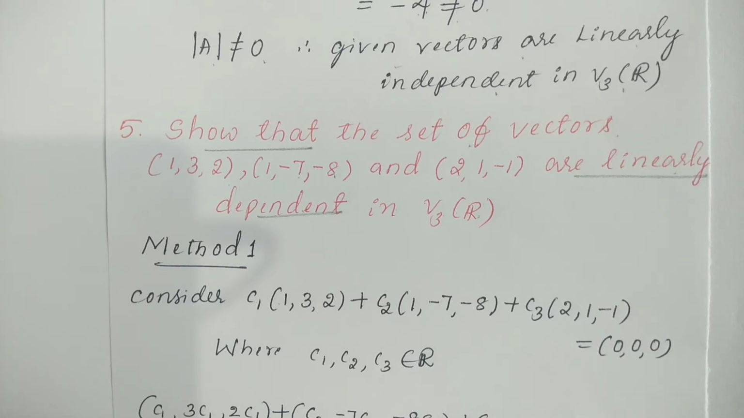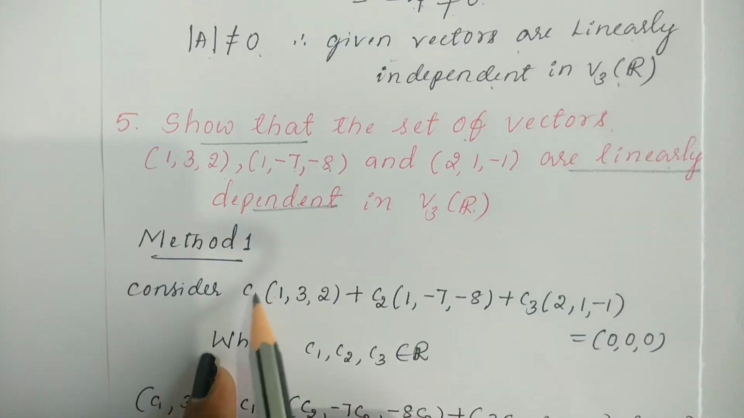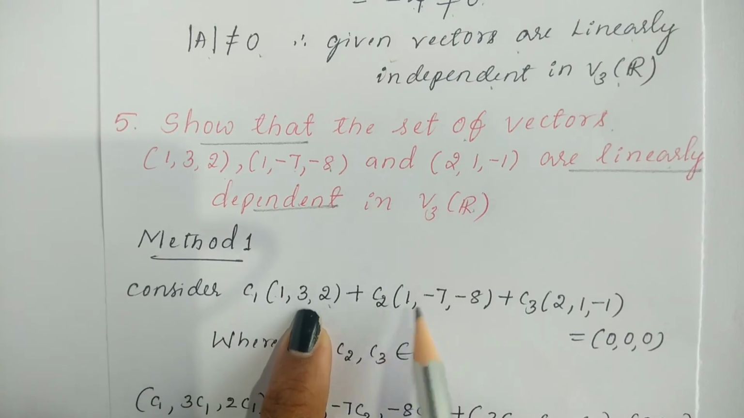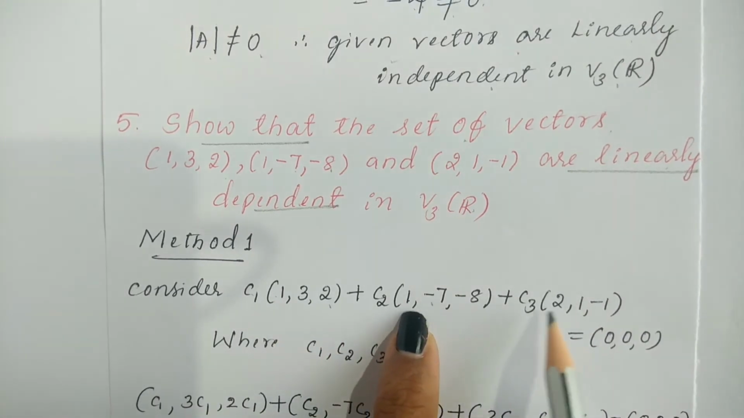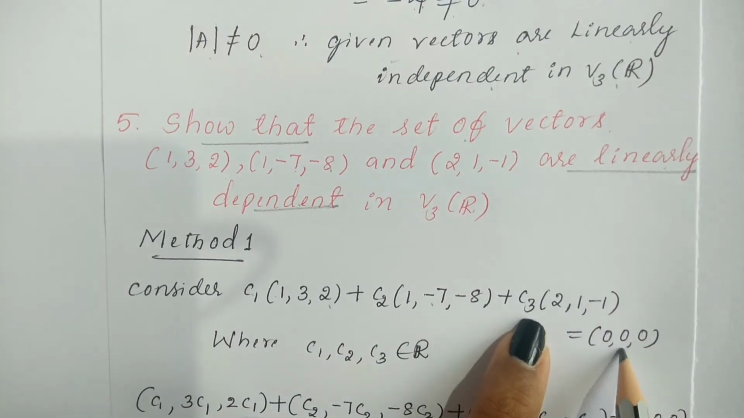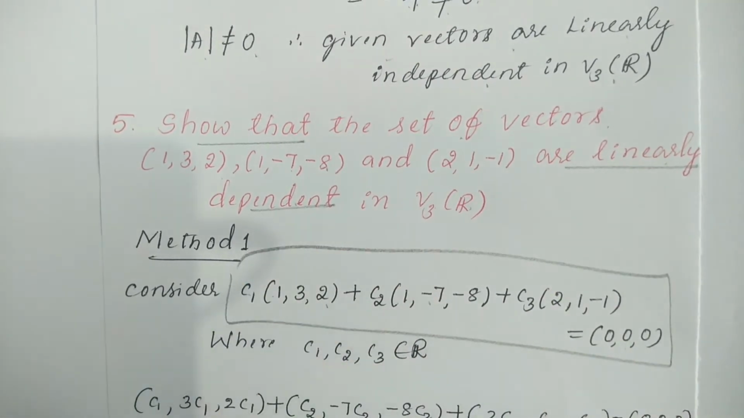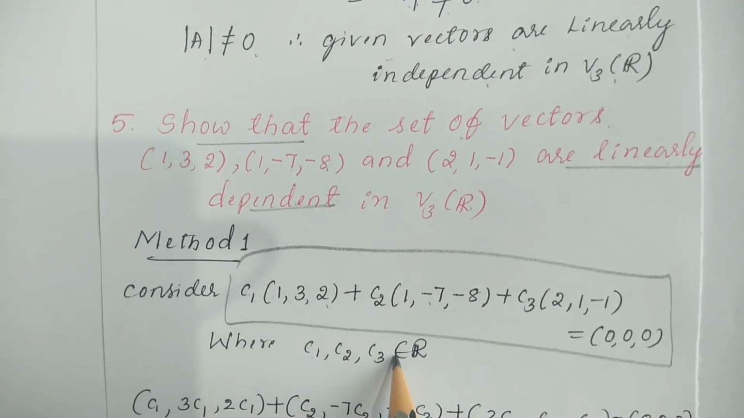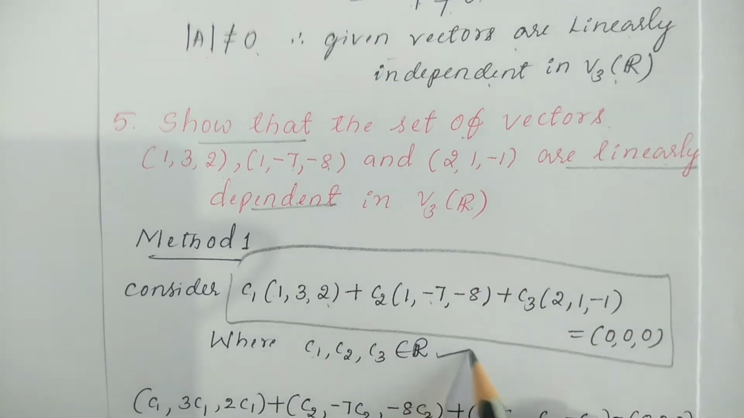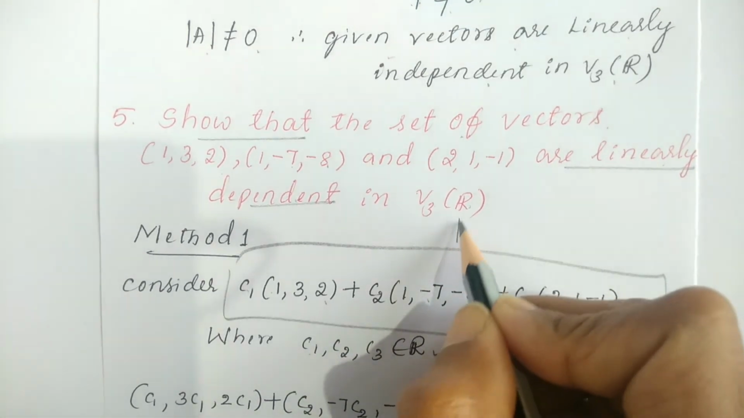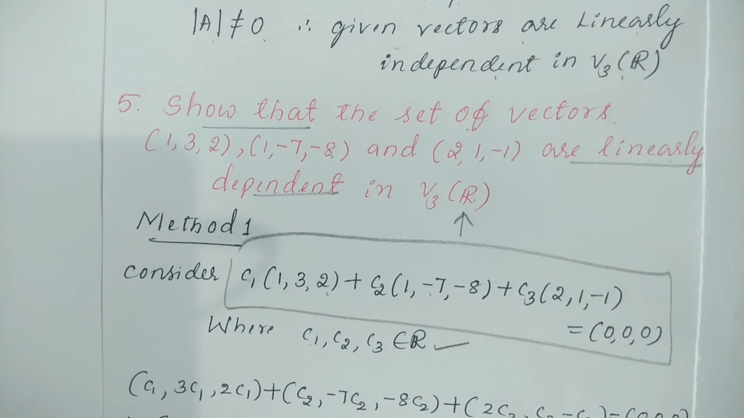So, from method 1, consider C1 into the first vector plus C2 into the second vector plus C3 into the third vector, which is equal to (0, 0, 0). So this is the first step, where C1, C2, C3 are the scalars, in fact the elements of the field. What is the field here? Set of all real numbers.